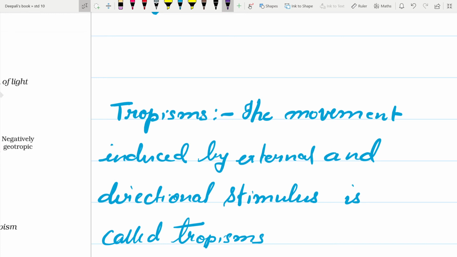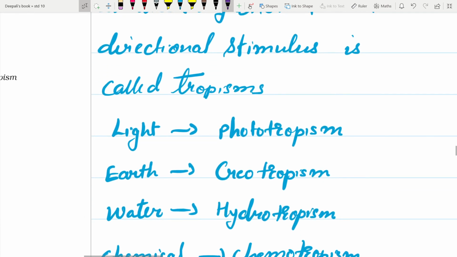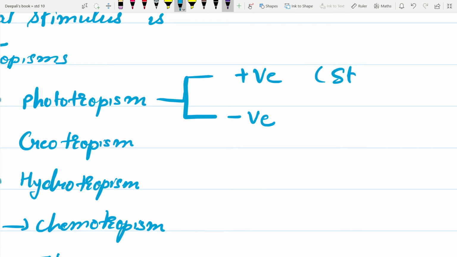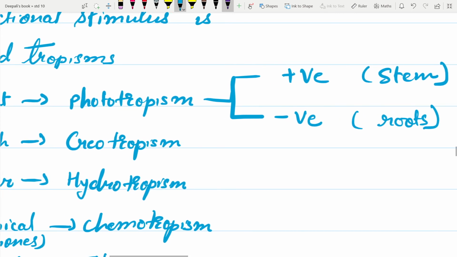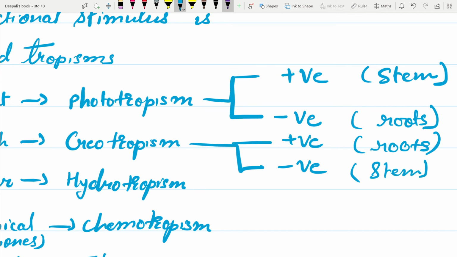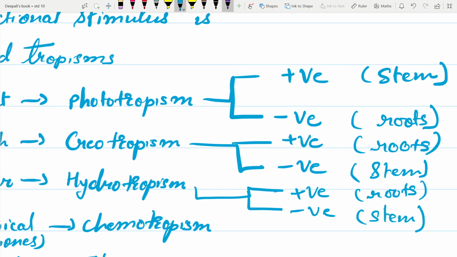The movement induced by external and directional stimuli is called tropism. The factor could be light, showing phototropism. This too can be positive and negative phototropism. The stem will show positive phototropism because it is moving towards the light, and roots will show negative phototropism because they are moving away from the light. Whereas in geotropism, roots are positive because they are moving towards the stimulus and the stem is moving away from the stimulus. If you take the example of hydrotropism, then we know that roots again show positive hydrotropism and the stem shows negative hydrotropism.